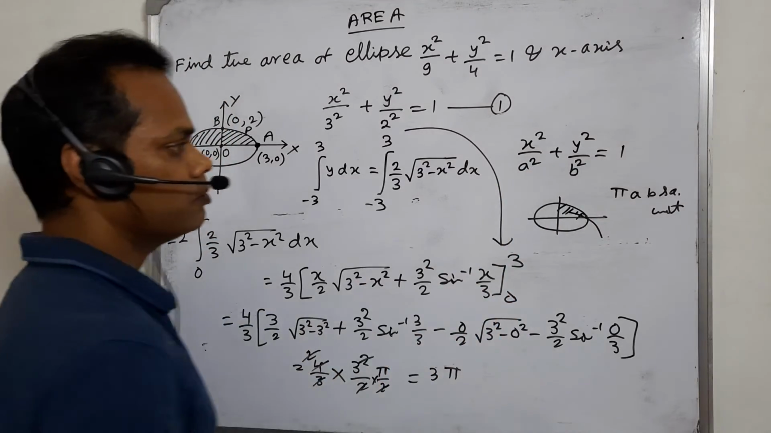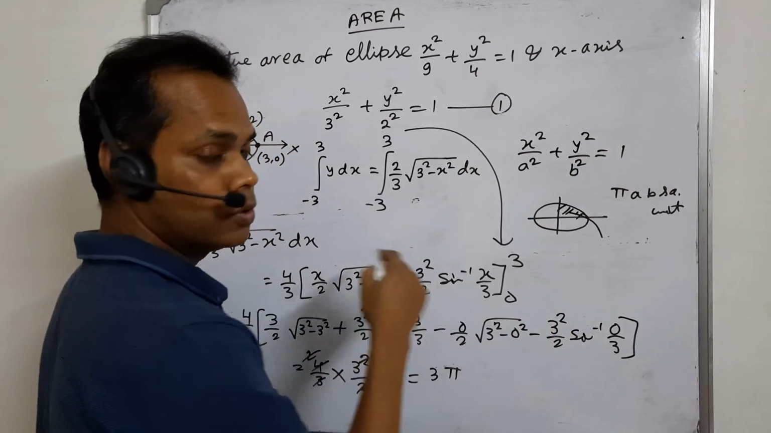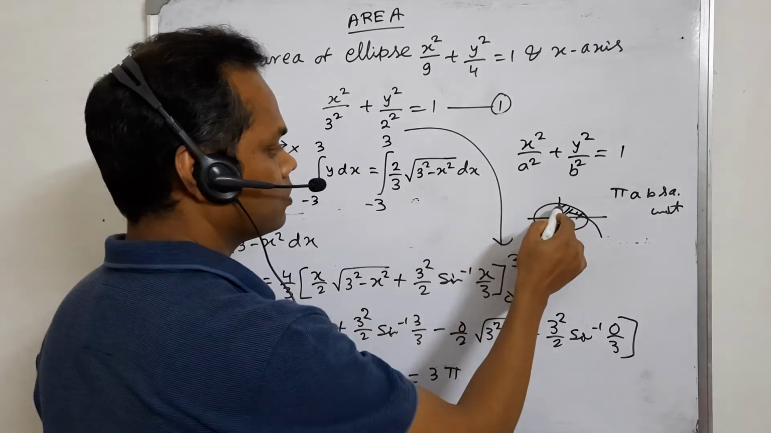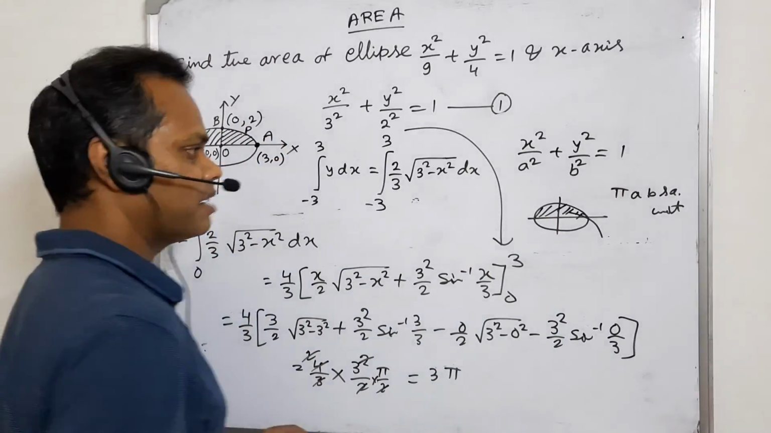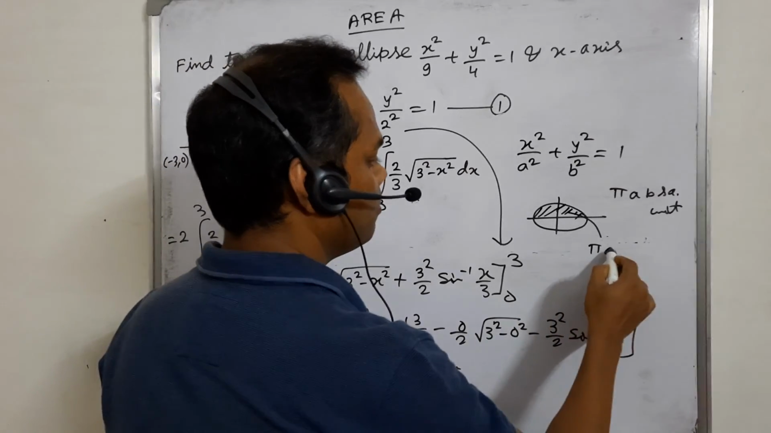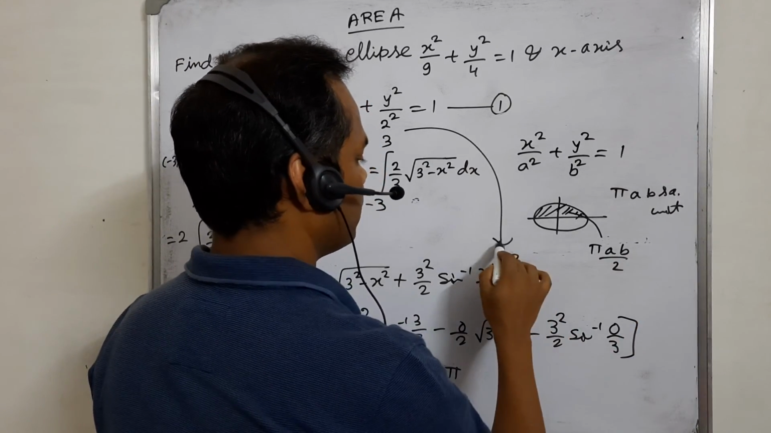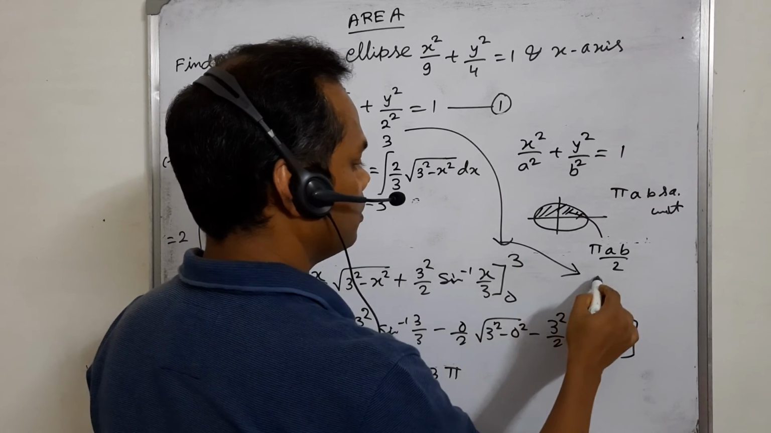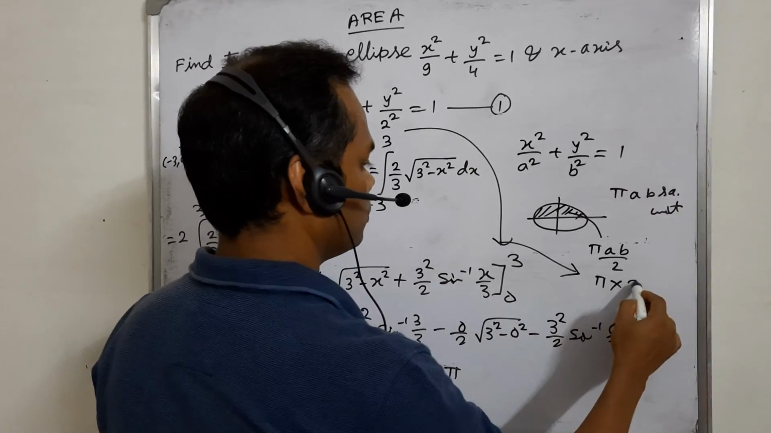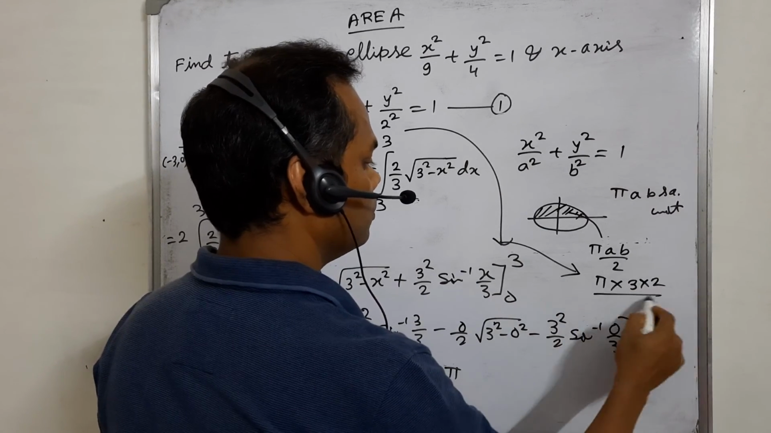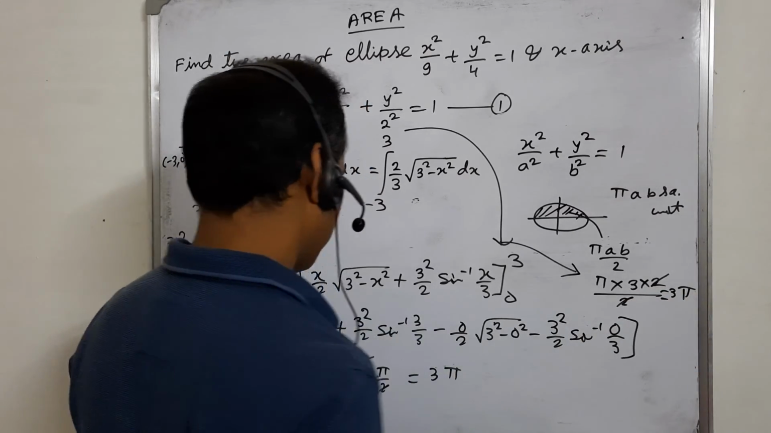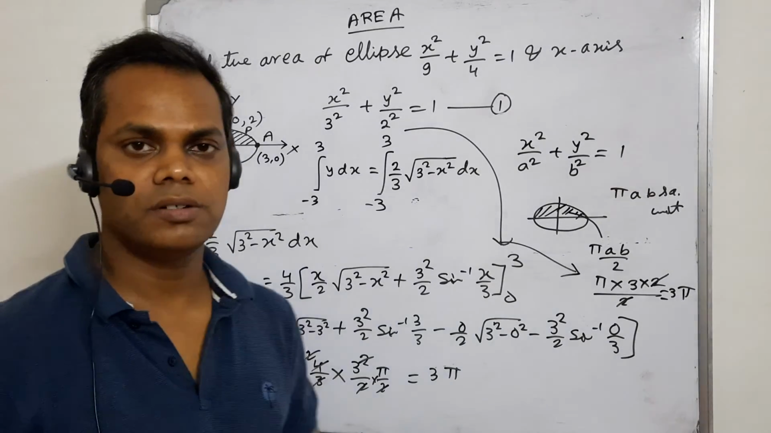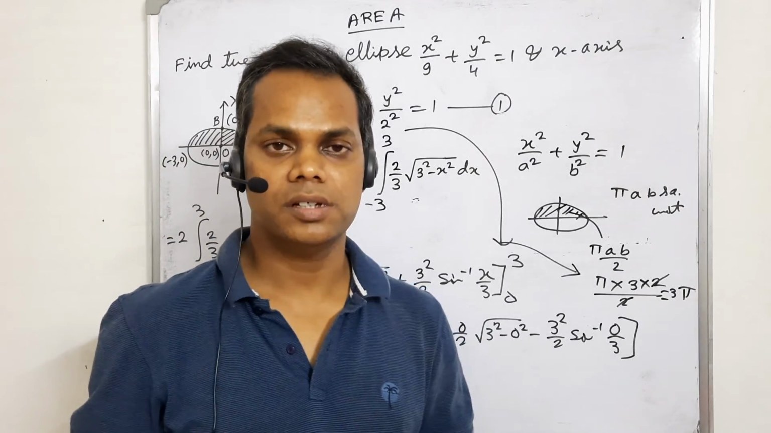By using this formula, this one is pi ab, the total area of the ellipse. So for this part, the upper part or lower part, any one can be taken. So pi ab by 2. By this formula, pi into 3 into 2 by 2. By cancellation, this is 3 pi square units. In the next video on this topic, we will discuss a few more sums.